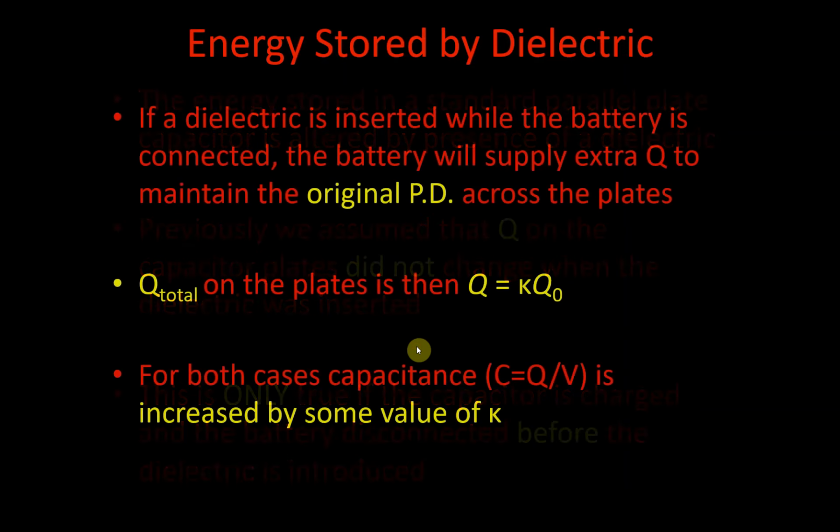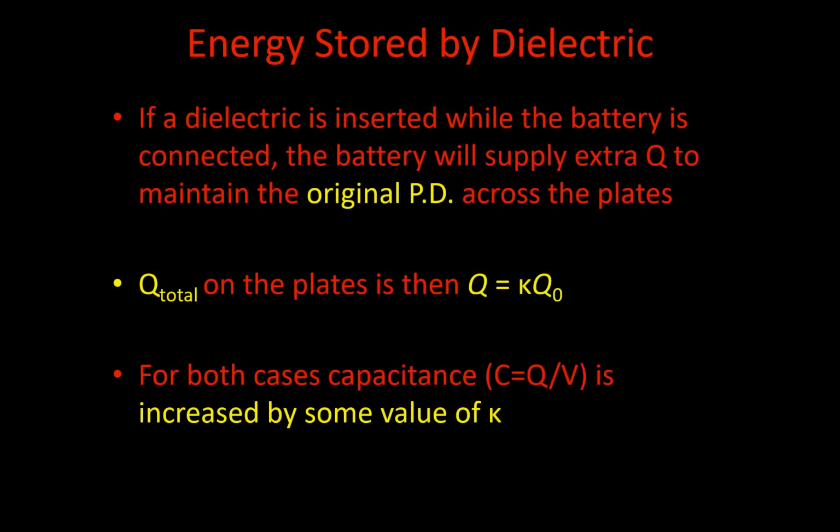But what are we really talking about in terms of quantifiable equations? Well, if we take a dielectric and we insert it while the battery is connected, the battery will supply extra charge to maintain the original potential difference across the plates. And this is why our capacitor winds up storing more energy. So the total charge, Q total on the plates, will then become Q equal to our dielectric constant times the original charge. So for both cases, capacitance, C equals Q over V, is increased by some value of K.